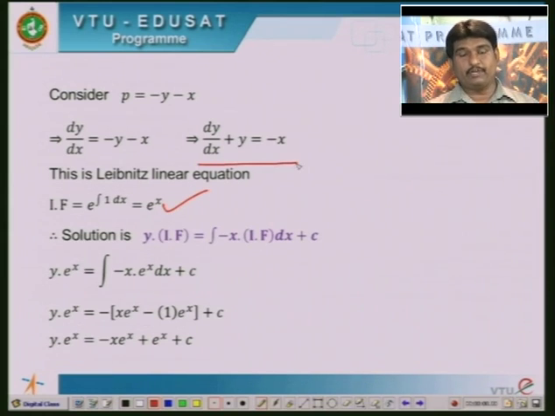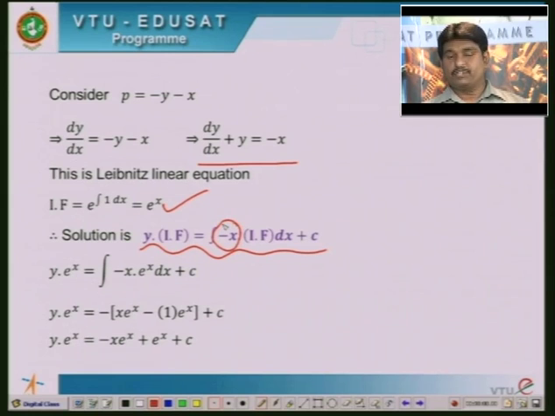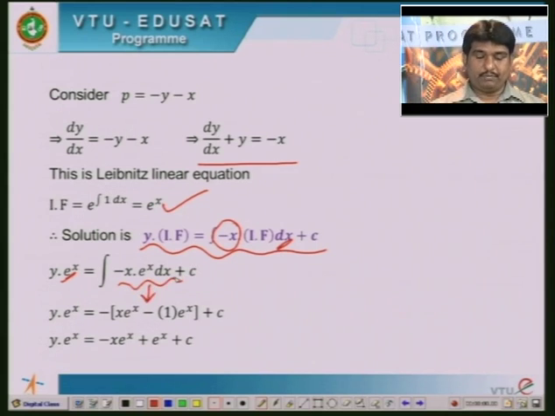Now the solution of this Leibniz equation is y into integrating factor equals integration of right hand side, which is minus x, into integrating factor with respect to the independent variable plus constant of integration. Now write IF as e to the power of x: y into e to the power of x equals integration of minus x into e to the power of x dx plus c. Now you integrate this by parts or Bernoulli's rule, which is an extension of parts, to get this.